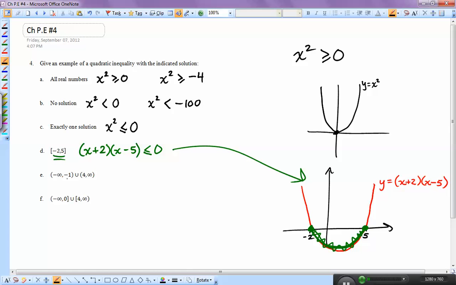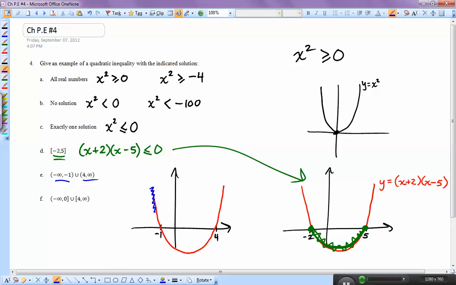Now let's look at E. I'll draw another simple graph. I know -1 and 4 are going to be the keys here. So here's -1, here's 4. I'm going to draw my parabola. Again, I'm just trying to keep it simple, so always happy faces. You could do it upside down and throw a negative in front of the whole thing, but that's just complicating it. Now, what I want here is my solution to be everything from -infinity to -1 and 4 to infinity.